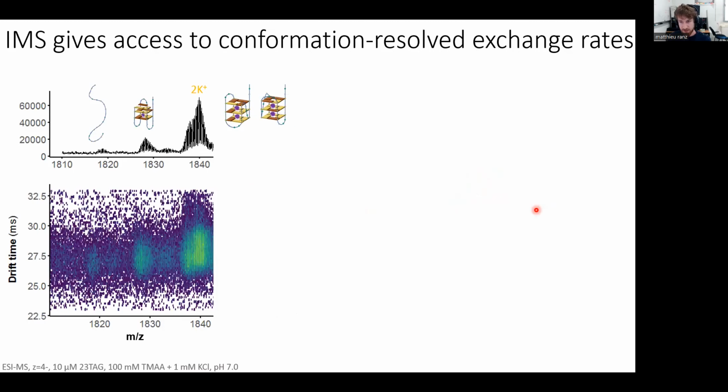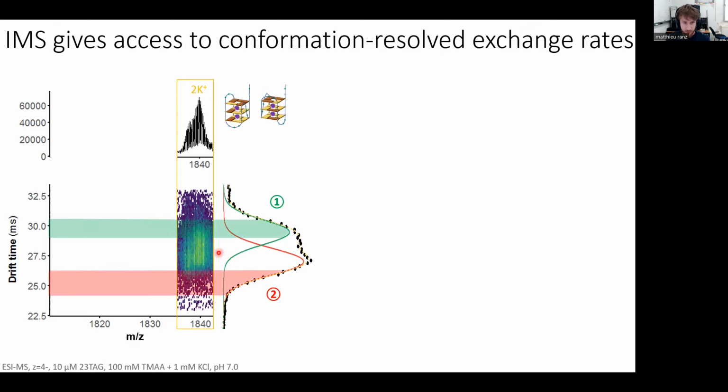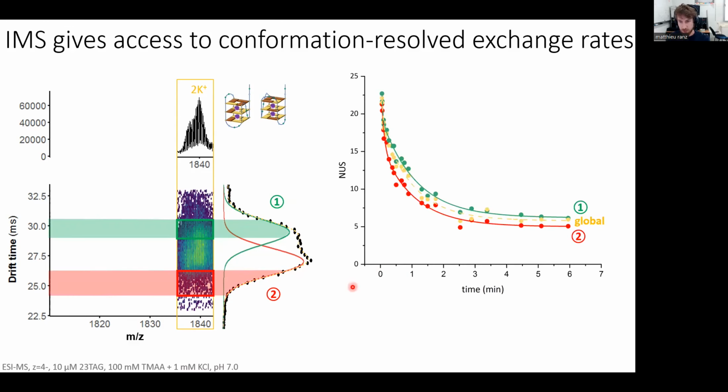In the case of the sequence 23TAG, this is what we obtain: a map with the x-axis corresponding to the m/z separation, and the y-axis corresponding to the IMS separation, as previously explained. So now we select the peak containing the conformers of interest, and we observe two ion mobility populations. We then select appropriate zones, and we extract the corresponding mass spectra of these different zones, so of the two different populations for every time point. And this is what we observe.